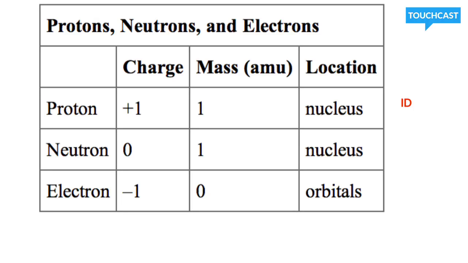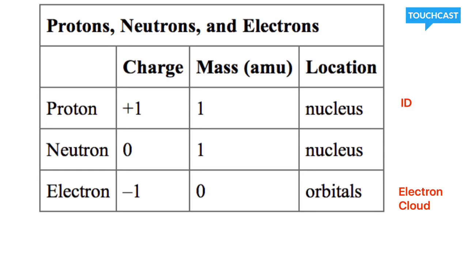Neutrons basically have a charge of 0, or neutral, or think no charge. They have a mass of 1, and they're also located in the nucleus. The electrons have a negative charge. This is why you get the plus and minus sign on your batteries. They have very little mass, which is practically 0, and they orbit in the electron cloud.